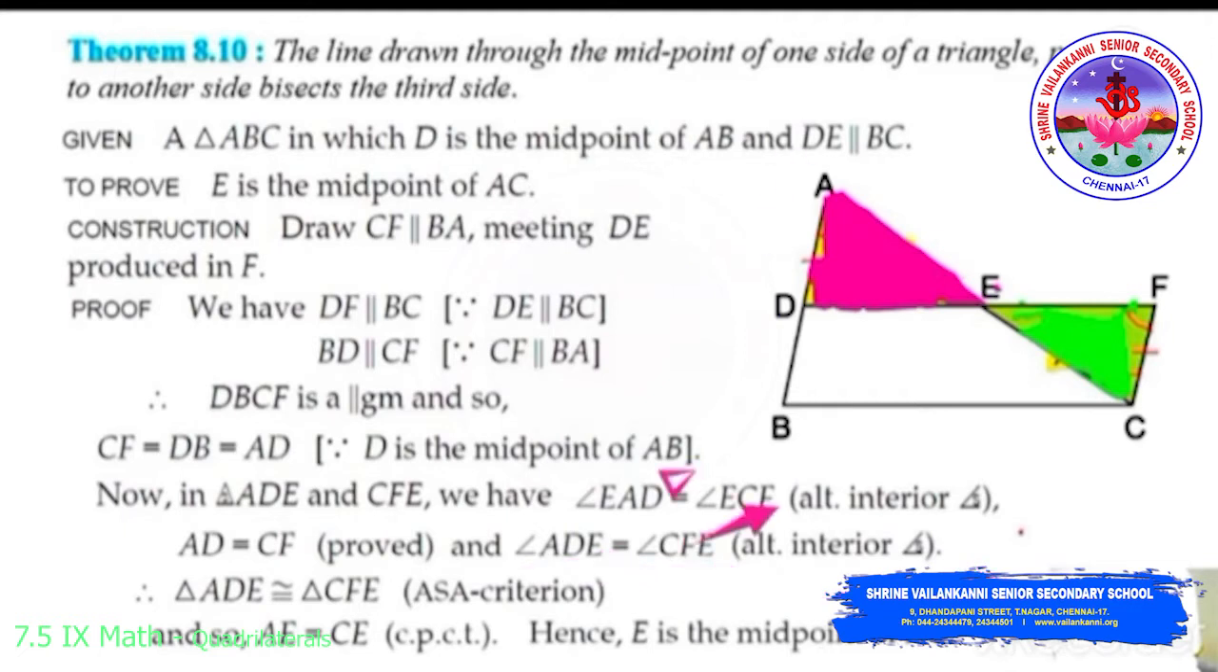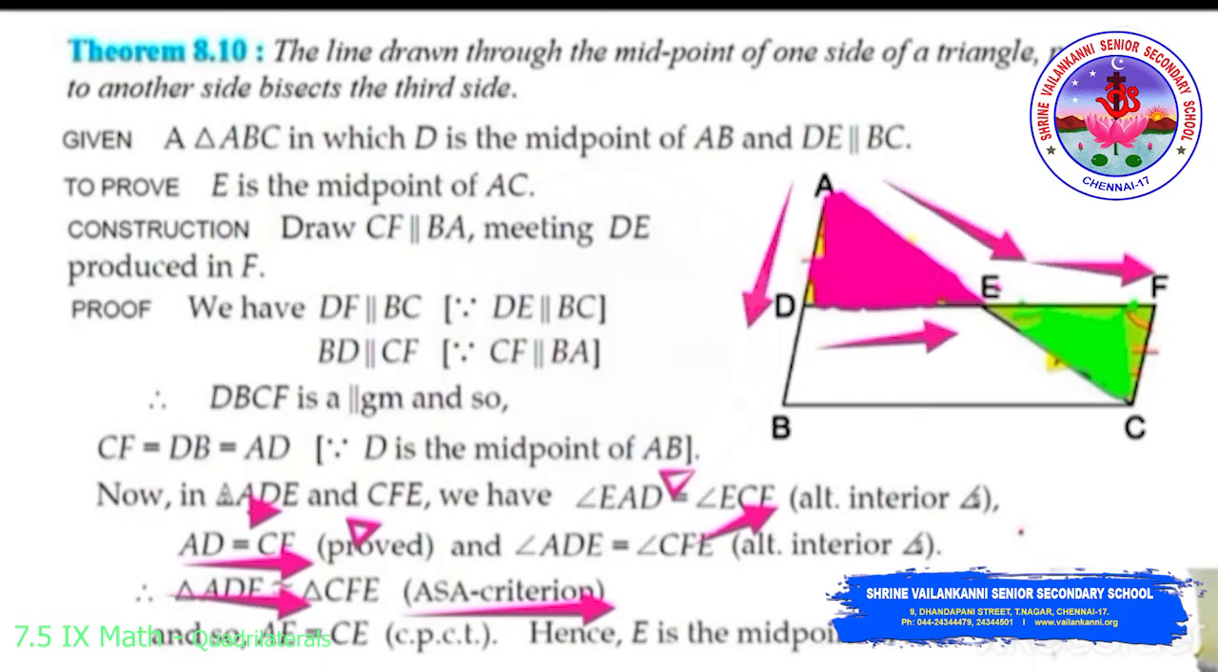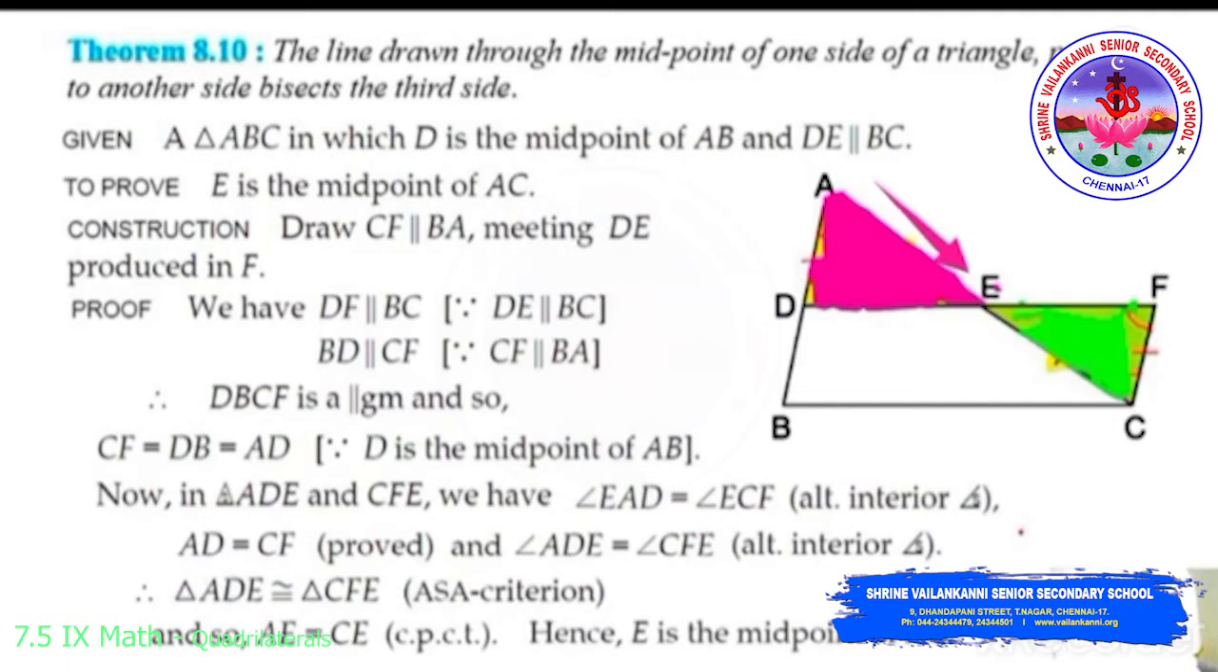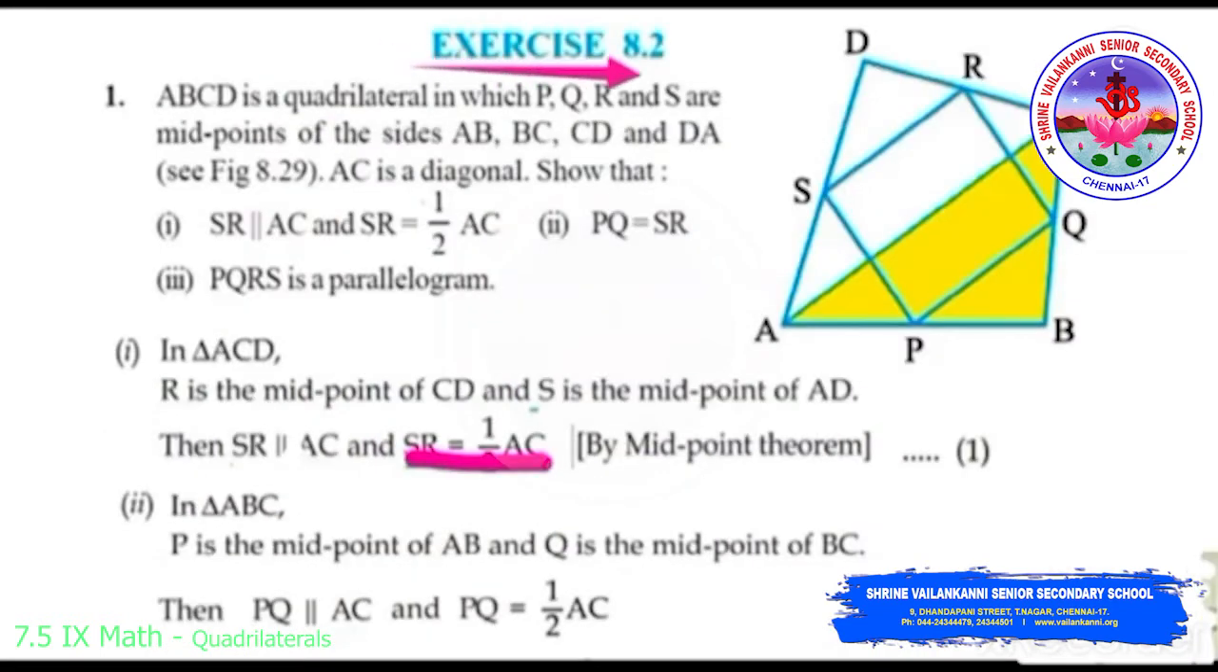So I got two angles and one included side of triangle ADE and triangle CFE are equal. So by ASA criteria, triangle ADE is congruent to triangle CFE. By CPCT, I can say that AE is equal to CE, since AE and CE belong to the congruent triangles ADE and CFE, which implies that E is the midpoint of AC. Hence, a line drawn through the midpoint of one side of a triangle parallel to another side bisects the third side. Now coming to the problems in exercise 8.2.